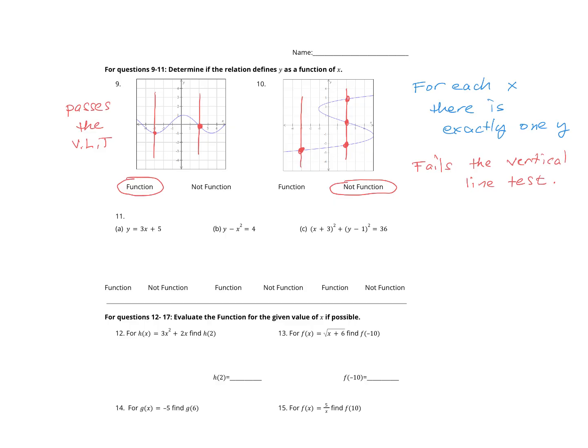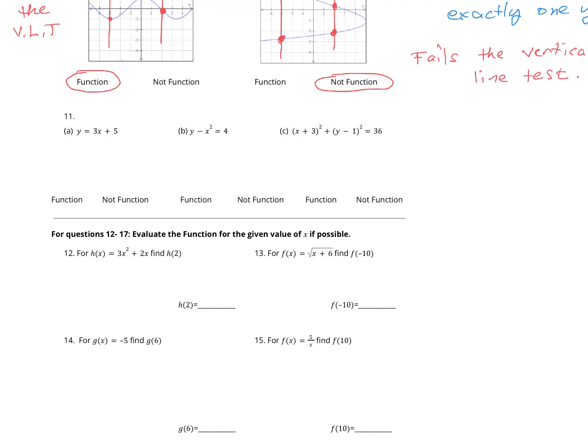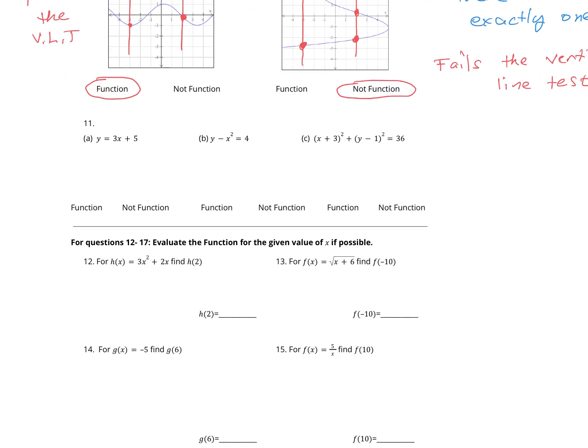So again, when you're given a graph of a relation and you're trying to find out if it's a function, you can apply the vertical line test and see if it crosses in more than one spot. All right, now let's move on to relations given to us as equations.